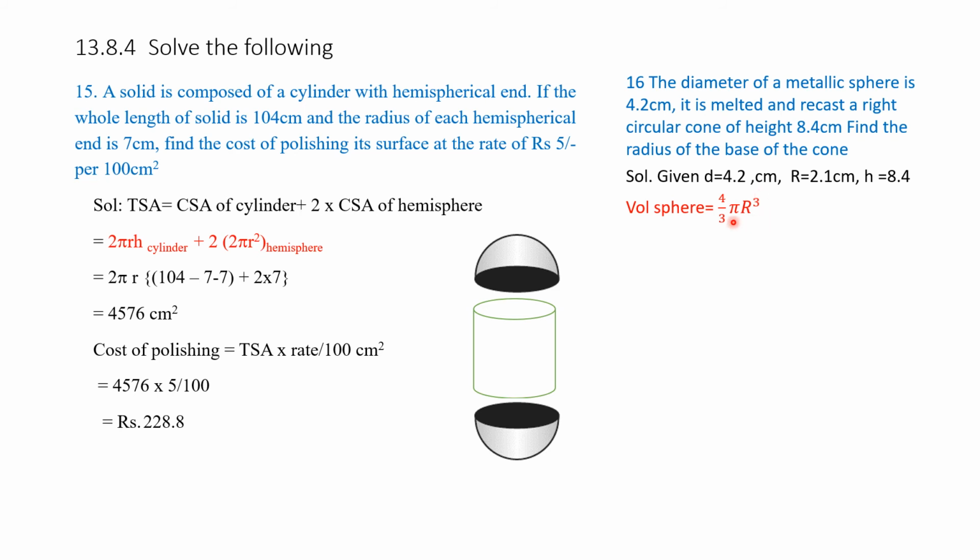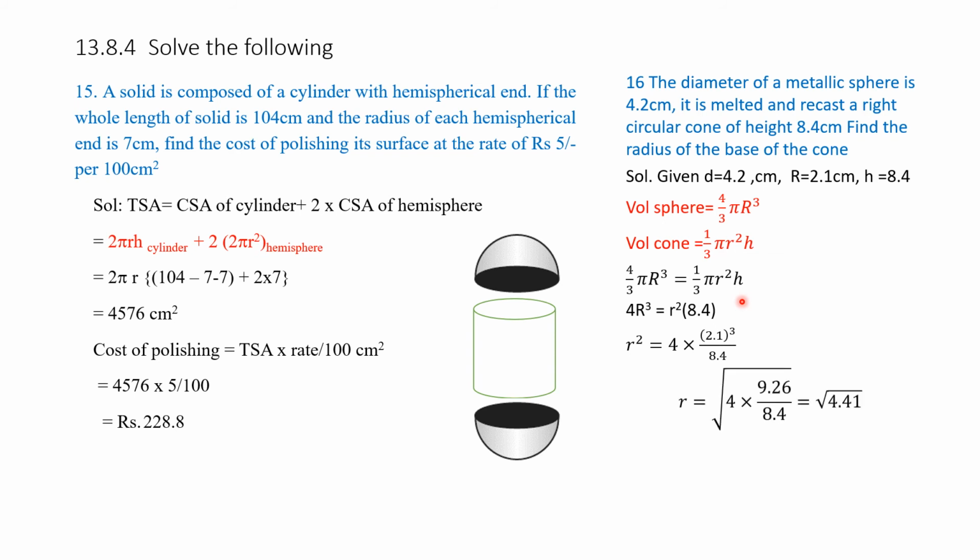Therefore, volume of the sphere is 4 by 3 pi r cube. And volume of the cone is 1/3 pi r square h. Therefore, 4 by 3 pi r cube is equal to 1 by 3 pi r square h. The left side is for sphere and the right side is for cone. Therefore, 4 r cube is equal to r square into h. Therefore, r square is equal to 4 r cube divided by 8.4. Therefore, R is given by 4 into 9.26 divided by 8.4. That is equal to under root 4.41. This is the answer, radius. The radius of the cone is 4 square root 4.41.